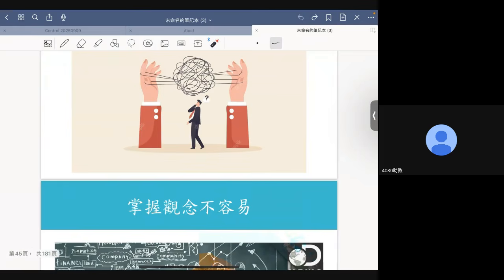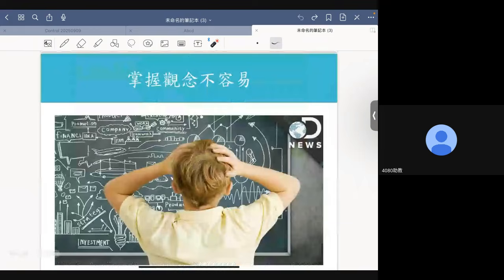Another thing I want to emphasize is that control is conceptually abstract. It is not easy to understand. It is relatively abstract. You just cannot come up with a down-to-earth description and then say, okay, this is what it is, I got it. All right. It's not like that.